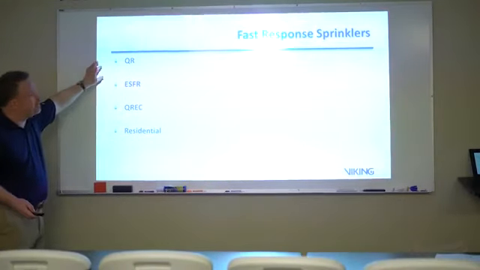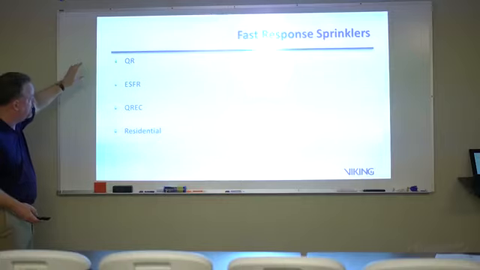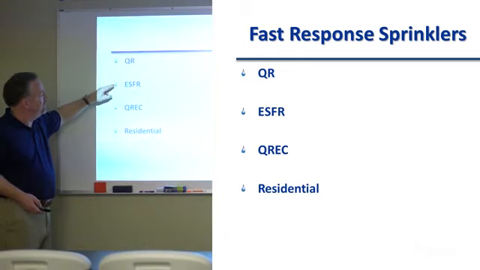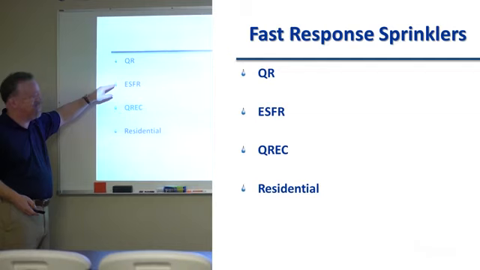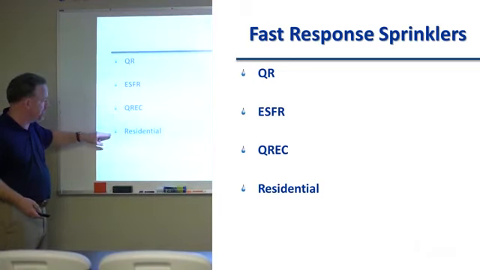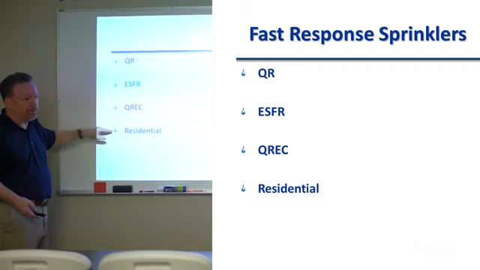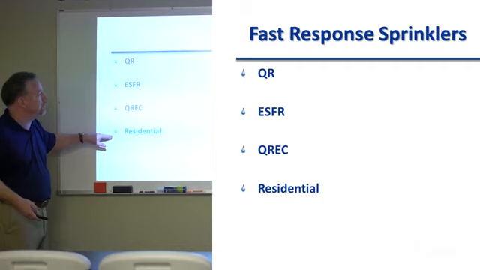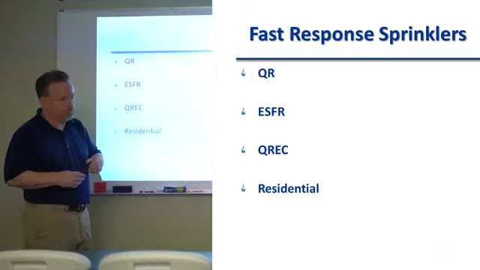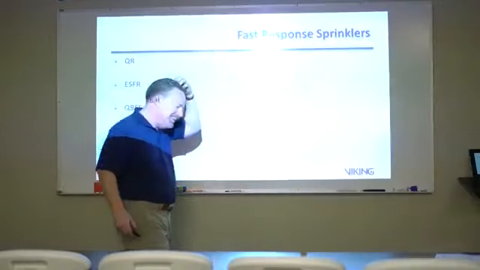Same thing with the solder link sprinklers. Quick response, fast response sprinklers come in a couple of titles. Fast response sprinklers are quick response sprinklers, first of all. Early suppression fast response, which is an ESFR. We'll talk about those in a couple minutes. Quick response extended coverage, which is a different type of sprinkler, or residential sprinklers, which go into and protect residential areas or residential occupancies. So there is a difference when somebody says a fast response sprinkler versus a quick response. They could be talking about a couple of different sprinklers.